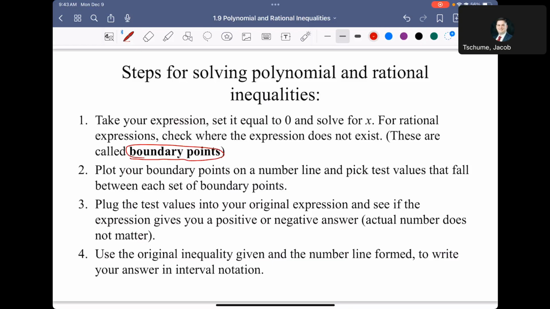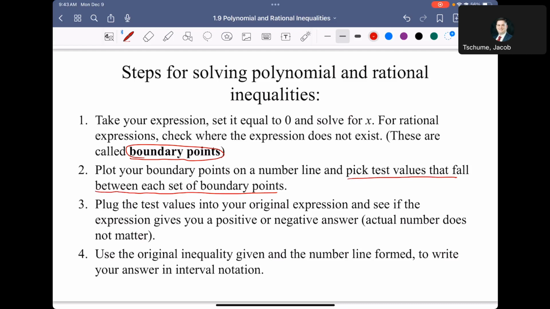What I will do is take whatever those boundary points are and put them on a number line, and then pick test values that fall between each set of boundary points. So for example, if I had a boundary point of 1 and a boundary point of 4, I would need to find numbers on each side of those numbers. And we call those test values.